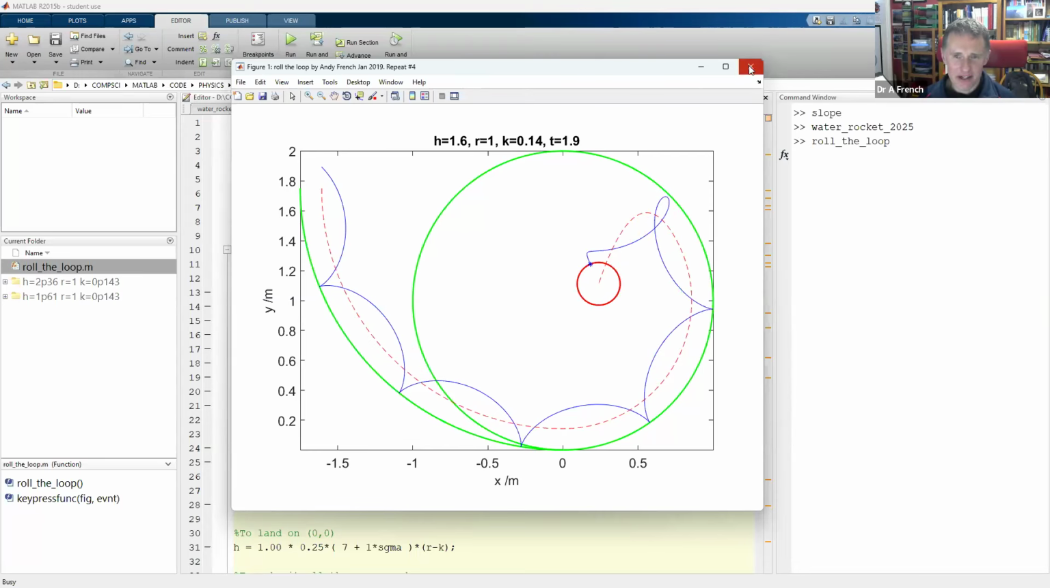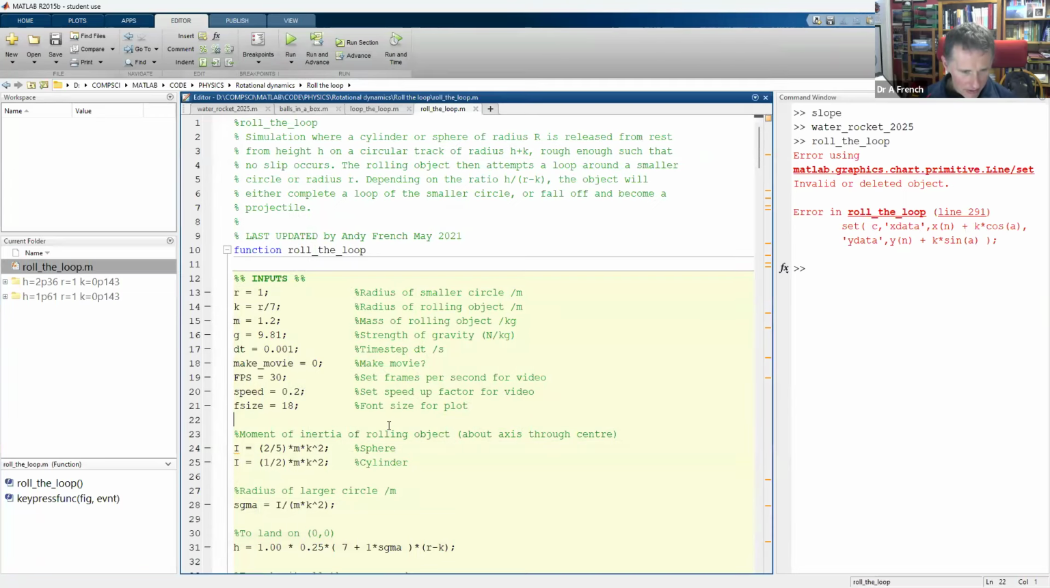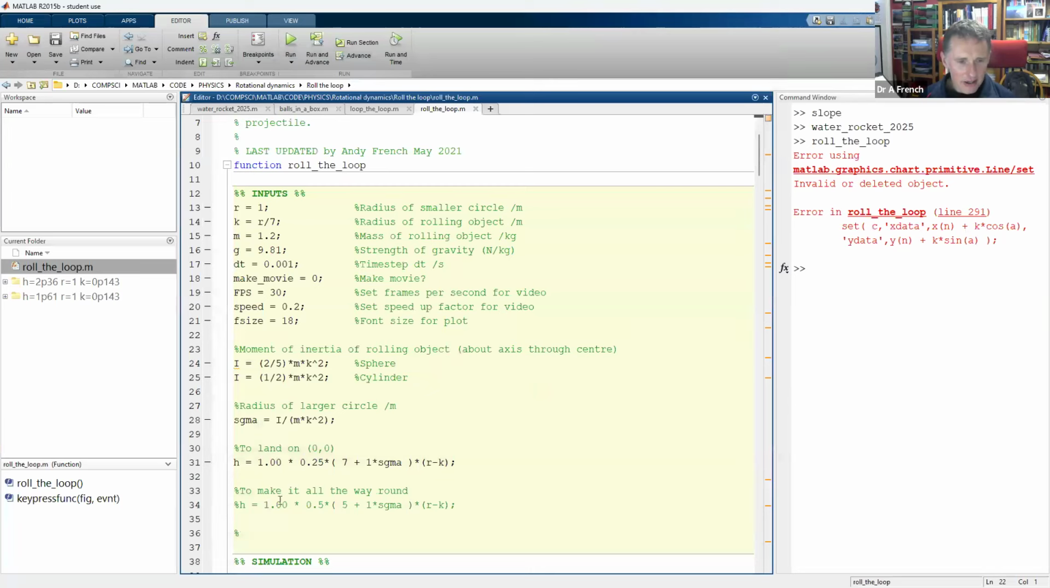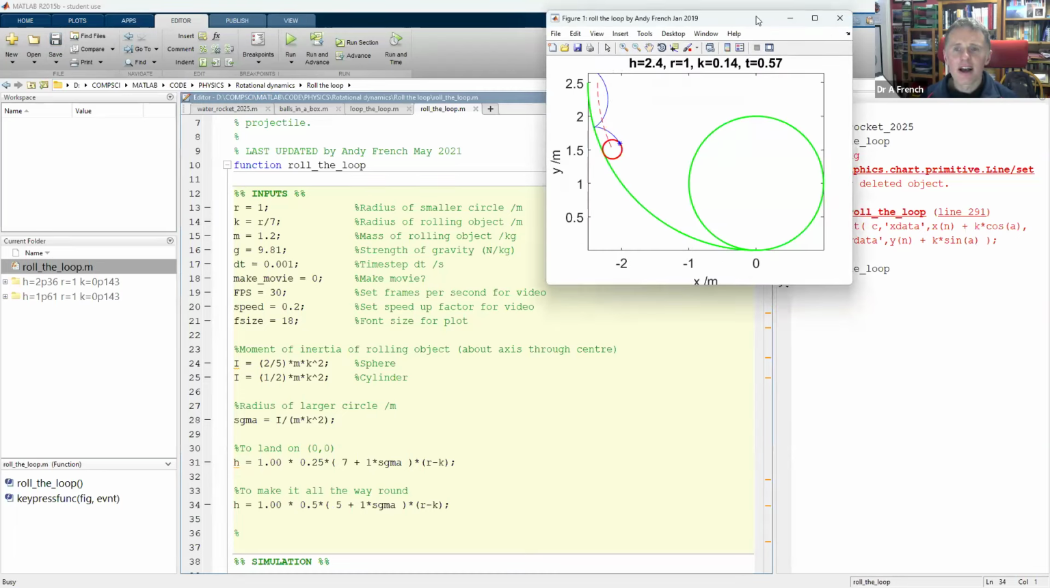So let's do that now, actually. If I go to, do I have the ratio here? Here we go. To make it all the way around, this is the criteria. So rather than a 7 here, that's got to be a 5, and that's got to be a half rather than a quarter. So if I run this, that should hopefully allow you to go all the way around.